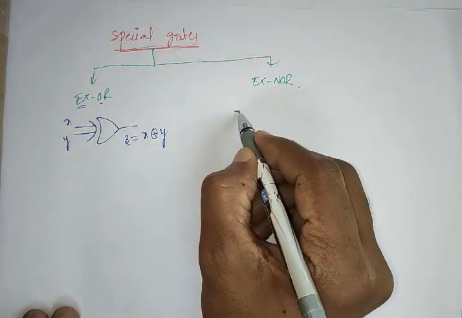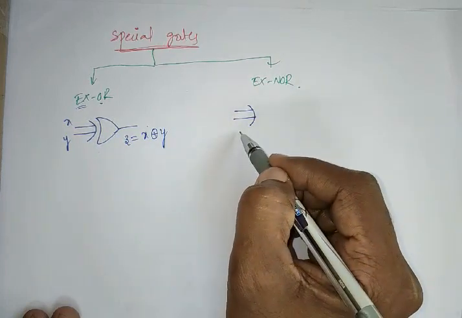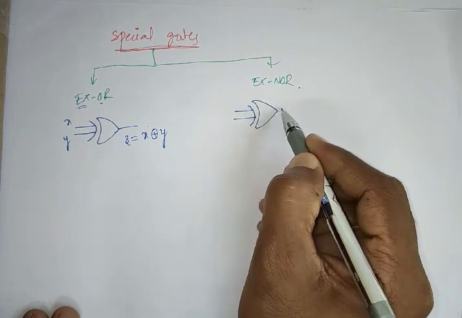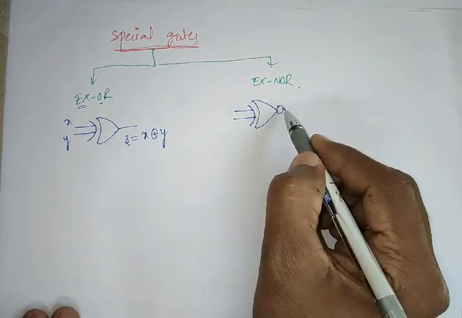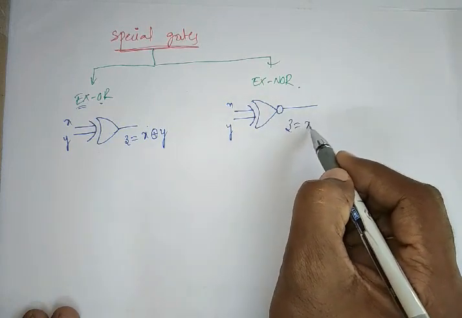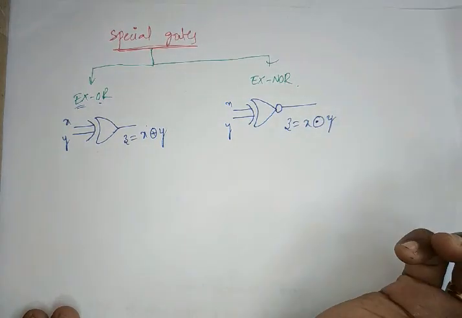The symbol representation of XNOR is the same as XOR, but with a bubble, like a NOR logic: the OR symbol plus a bubble. Here X and Y are the inputs, and Z is the output. Between the two variables, the circled dot is the XNOR.